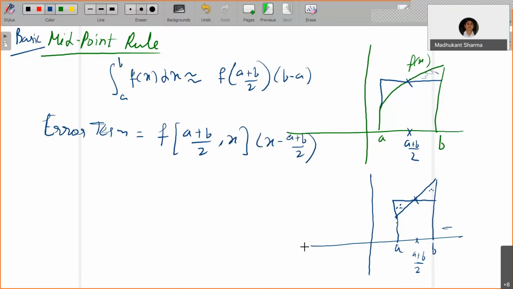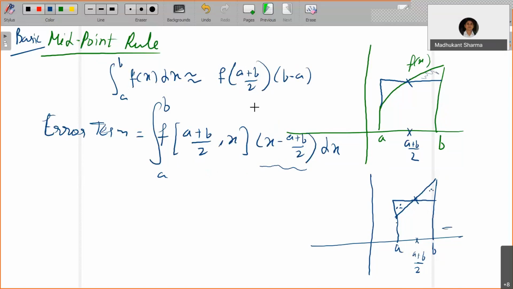Now the error term here is going to be the integration of this, from a to b. You still cannot apply the mean value theorem for integrals, because this term will not have the same sign over the whole interval a to b. It is continuous, but it will not remain the same sign. So again you will use a similar technique to what you did for Simpson's rule.